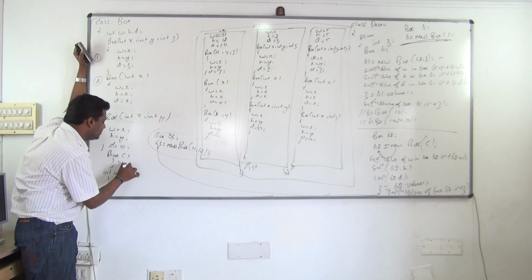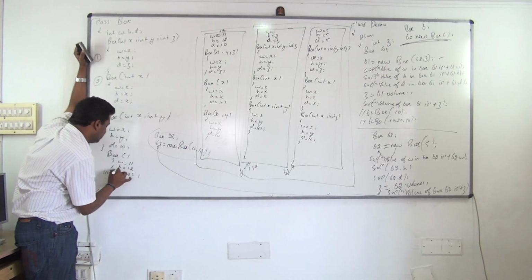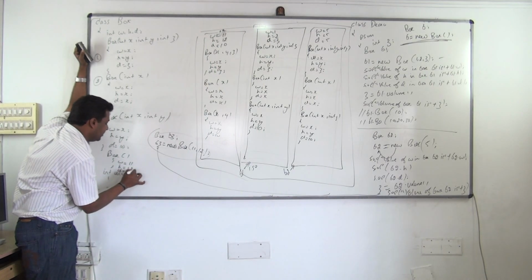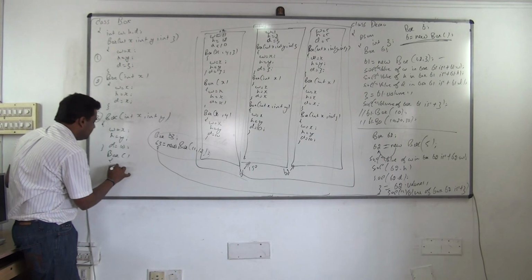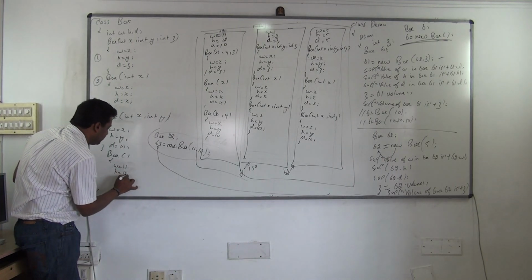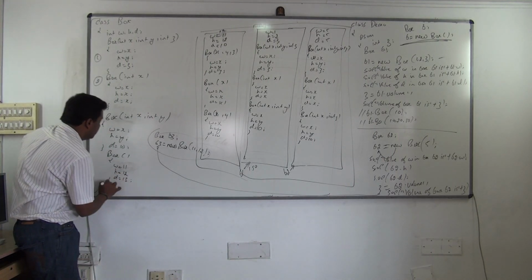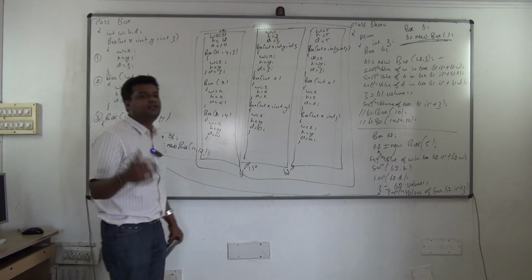So I'll give the value as 11, 12, D is 13. Any value you want you give. That is your wish, man. I'm not telling you this only. W is equal to 11, H is equal to 12, D is equal to 13. So there are 4 constructors now. Call whichever one you want to call.